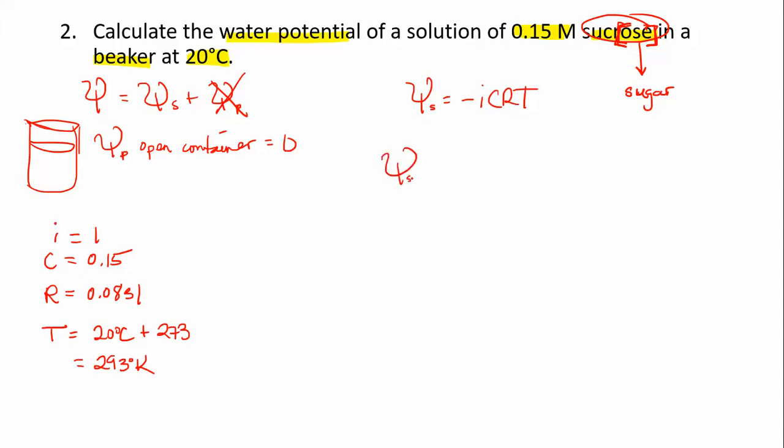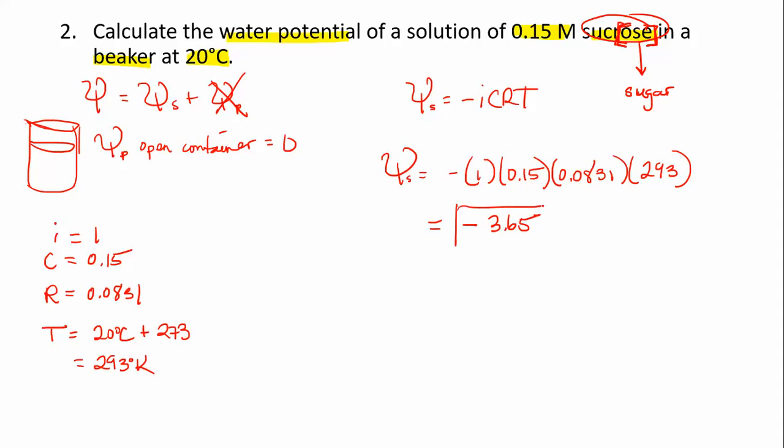So our solute potential is going to be negative 1 times 0.15 times 0.0831 times 293. And when you multiply that out with the calculator, if I did my calculations correct, you should get negative 3.65. And since we already established that the solute potential is equal to the total water potential, that's our water potential, that's our answer.